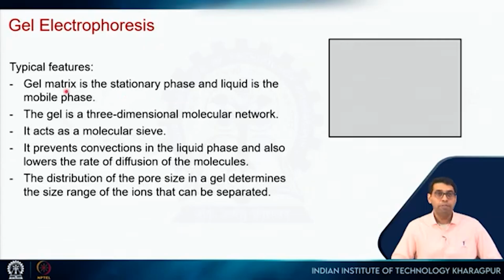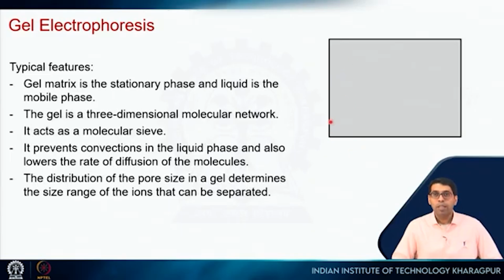So what are the typical features? First thing you need is a gel matrix, which is the stationary phase. The gel matrix will look something like this. This can be made up of polyacrylamide, or this can be made up of agarose. And there is a liquid which is the mobile phase. So the liquid will move from one end to the other end of the gel. Now this gel is a three-dimensional molecular network. So there is a mesh, and there are small pores through which your molecule will pass.